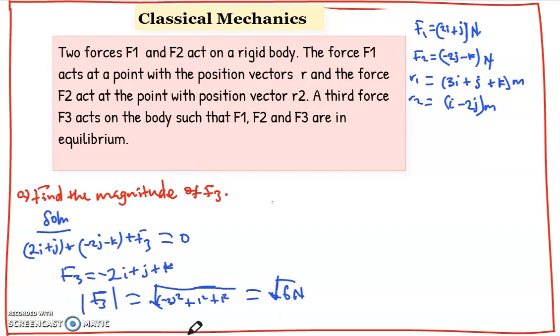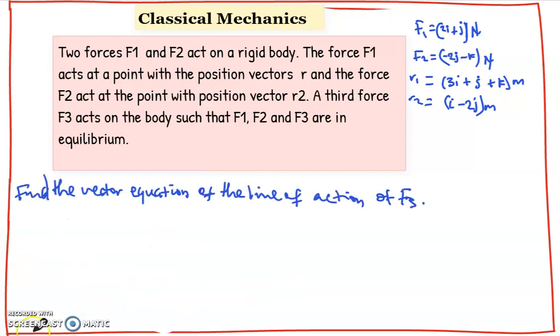Now that will take us to the second question, part B, which is asking us to find a vector equation of the line of action, in the form r equals a plus lambda b. So let's have that down and see how that goes. The vector equation. The second question here is to find the vector equation of the line of action of F3.